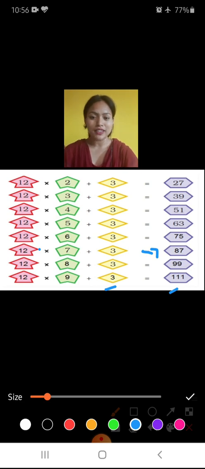So these are some more patterns you can see. In this, you have to multiply by 2, 3, 4, 5, 6, 7, 8, 9 and then add 3 to each of the numbers.